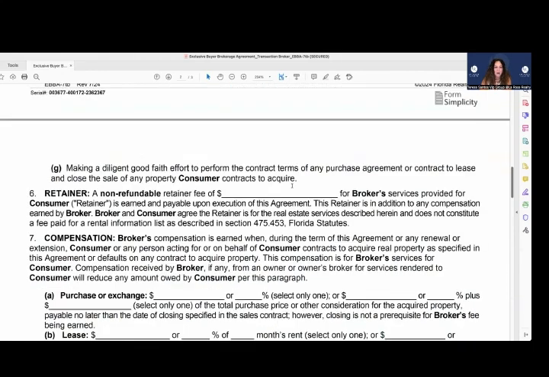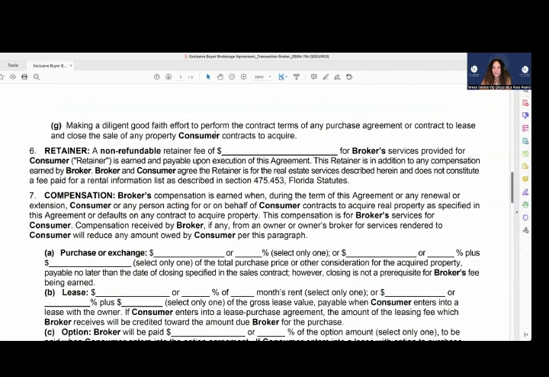Okay. Making a diligent, good faith effort to perform the end contract terms of any purchase agreement or contract to lease or anything of that nature. So just read the consumer requisites from this contract. Okay. Basically what they need to do.